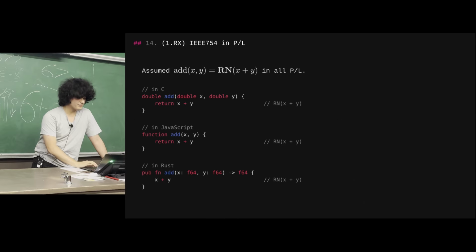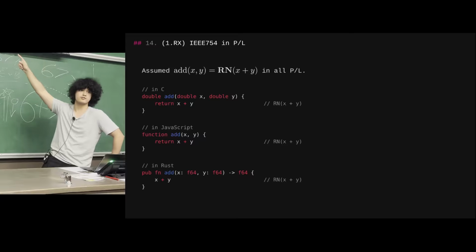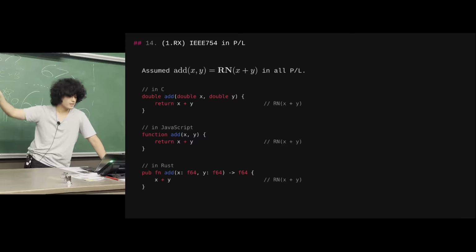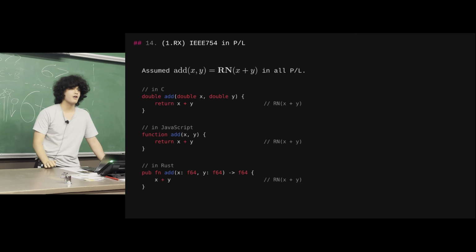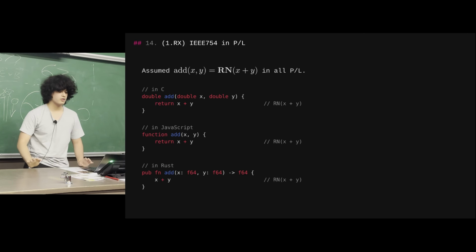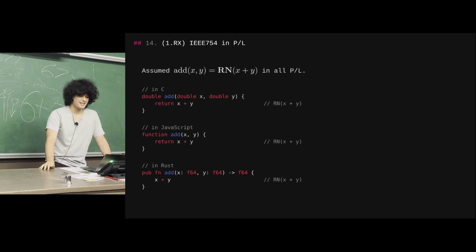To expand on this, these are code snippets in C, JavaScript, and Rust. In those languages, it is always assumed or forced to use RN behavior. This is generally what you expect for 99% of code out there, which isn't a scientific library or something at NASA. So 99% of code out there.